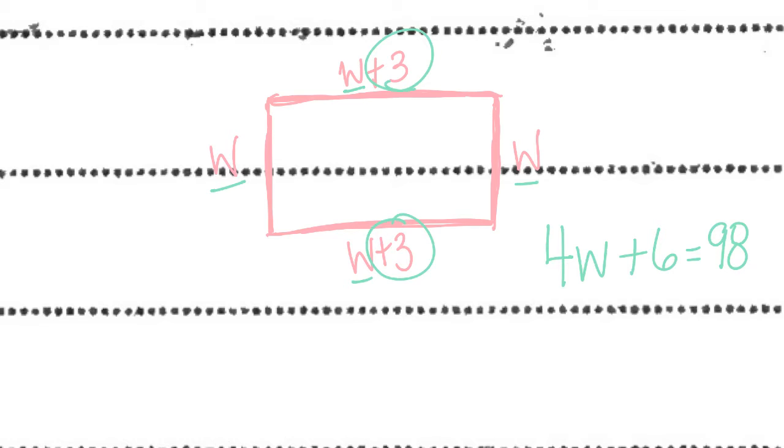I think it's easier to do this than to use a formula for 2 times the length plus 2 times the width, but I'm just going to show you if you had done that: 2 times the length plus 2 times the width is equal to 98. Notice you're going to get the same thing, 2W plus 6 plus 2W equals 98. Oops, I put in a 6 there instead of a 3.